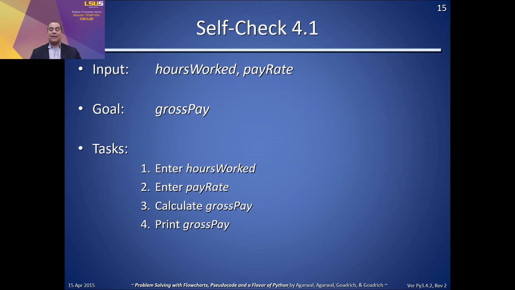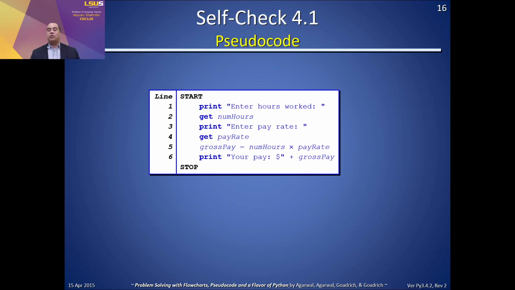The tasks that you have to do are: 1, enter hours worked; 2, enter pay rate; 3, calculate gross pay; and 4, print gross pay. First, we start with pseudocode. We're going to say print enter hours worked, and you get the num hours. Print enter pay rate, you get the pay rate. And then the gross pay equals the num hours times the pay rate. And you could print your pay, and you're going to concatenate what the gross pay is going to be. Remember, this is pseudocode. It's not Python code.